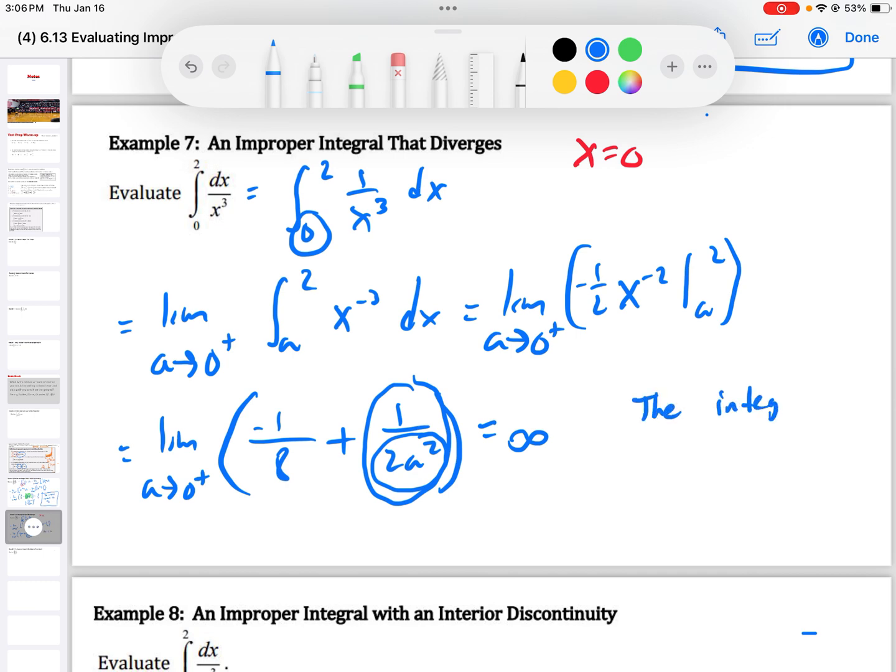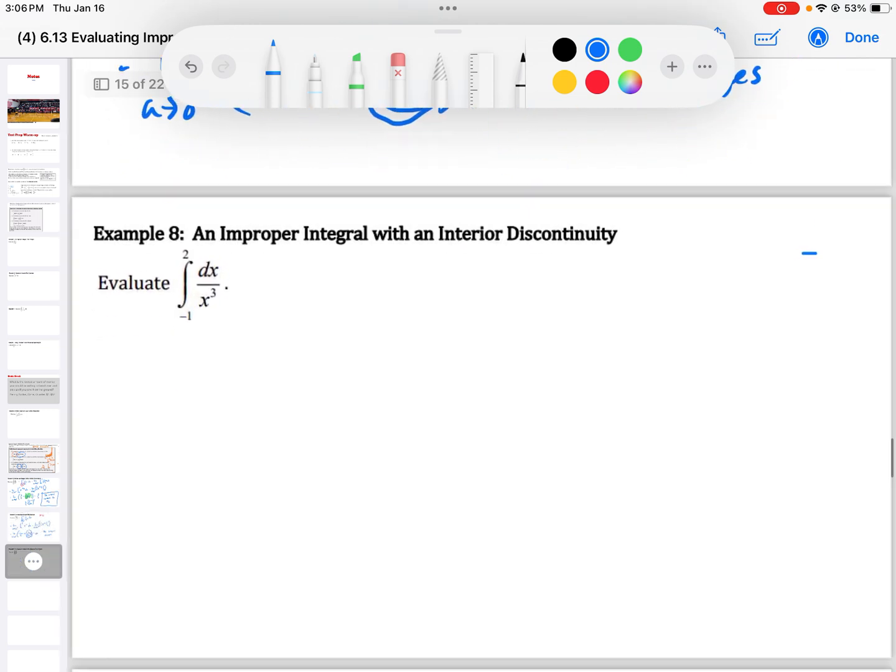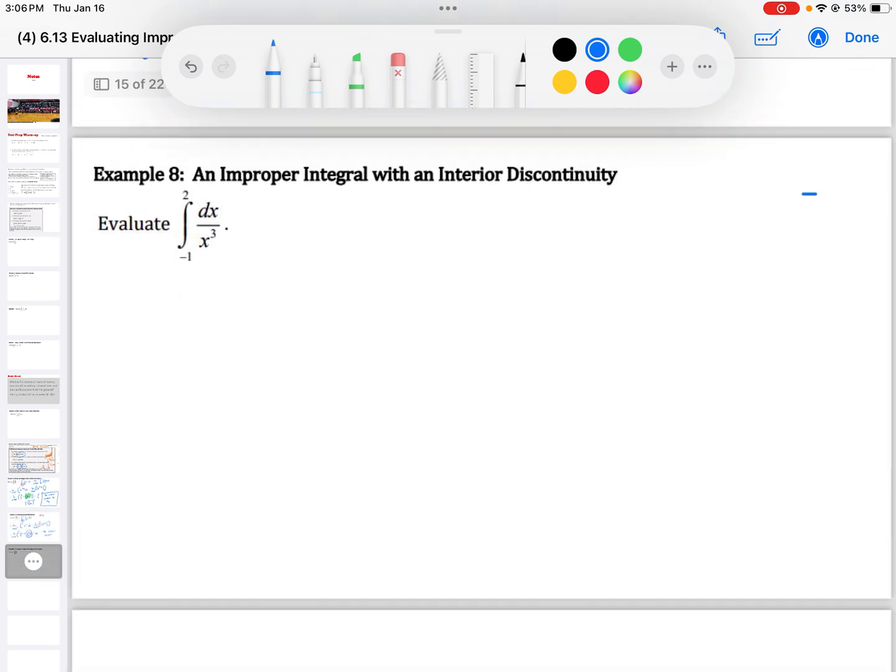So this integral diverges. You can't add up all the sums. It's just too much. It just keeps adding and adding and adding. It keeps growing without bound.